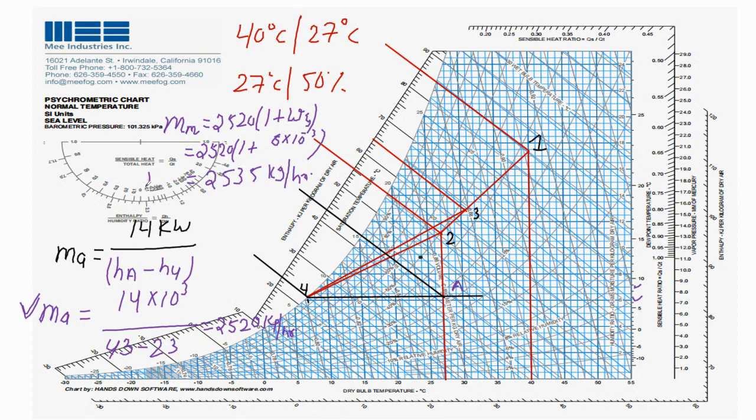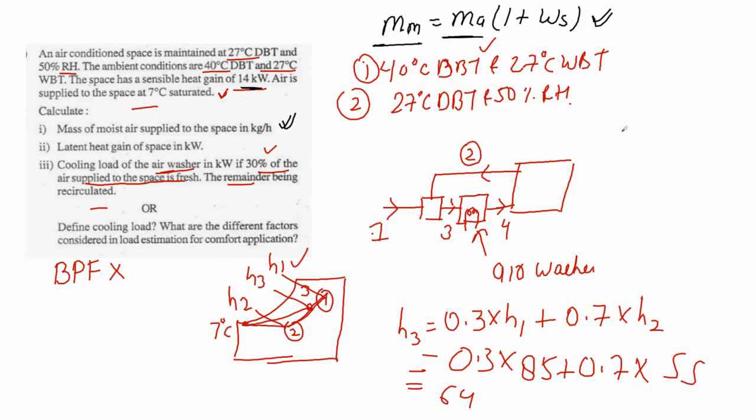In some books they have solved it another way. Some books solve it with the help of T2 minus T4. So let me show that also. In some books, they equated the sensible heat gain given to us, 14 into 10 cube, with m into cp into T2 minus T4.